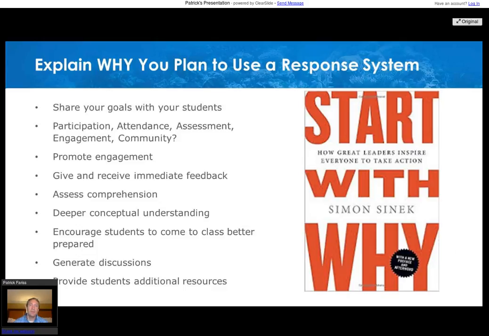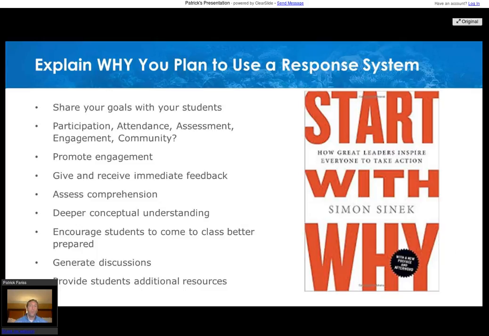So some of the ways that we start with why is we share our goals for the students. What do we want to accomplish? Is it participation? Is it attendance, assessment, engagement? Are we trying to build a community? Think about some of these things that you want to create in your classroom, whether it's a class of 20 or 200 students. Maybe we want to promote engagement. We want students to come to class. We want them to be engaged while they're there. We know there's lots of competing technologies and things that we're trying to compete with. And so if we're able to use a response system to engage students, then I think we've started making progress.